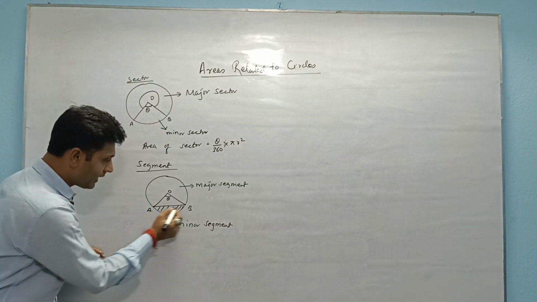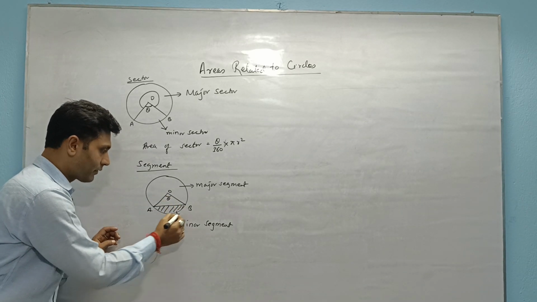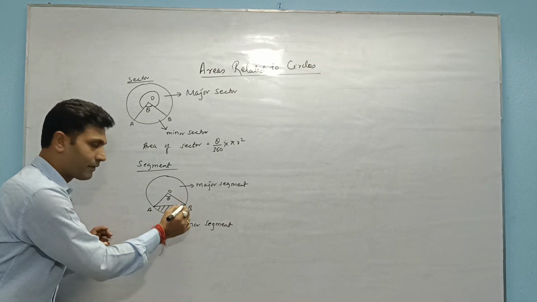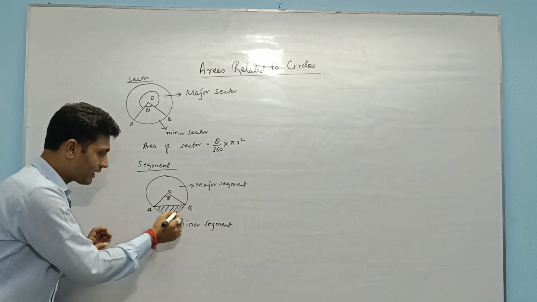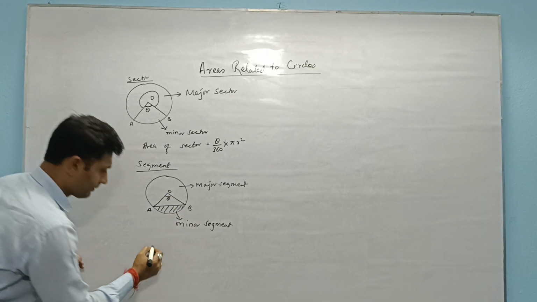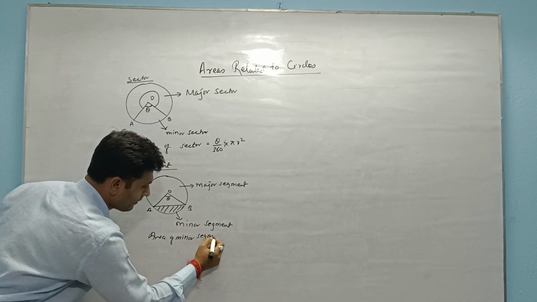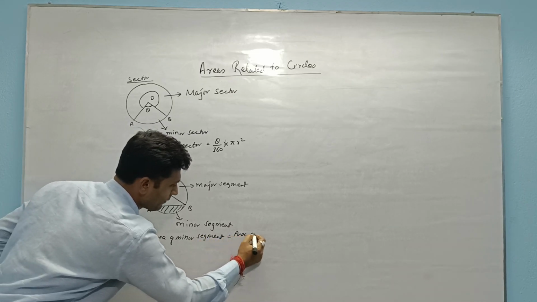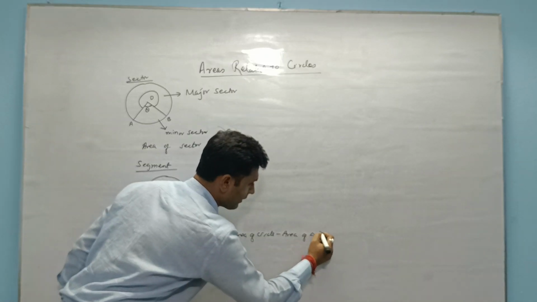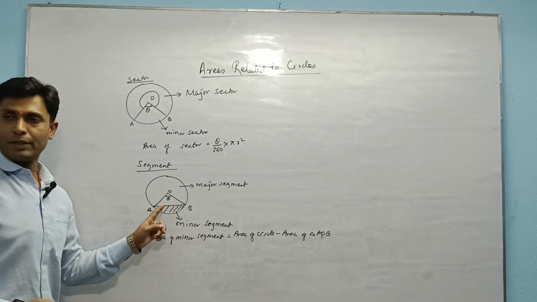Now, how can we find the area of the minor segment? Very simple. From the area of minor sector, we'll subtract the area of triangle AOB. From the area of this minor sector, we'll subtract the area of this triangle AOB. So, area of minor segment is equal to area of minor sector minus area of triangle AOB.